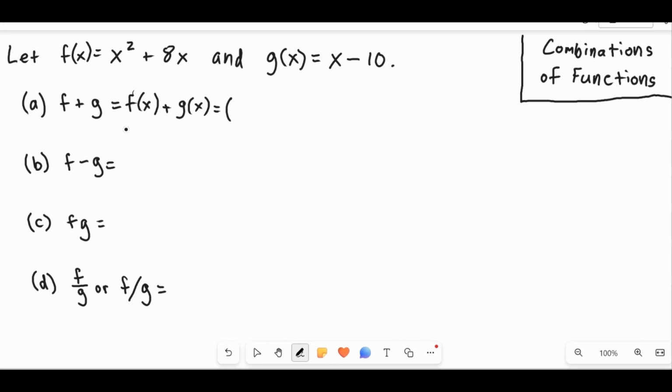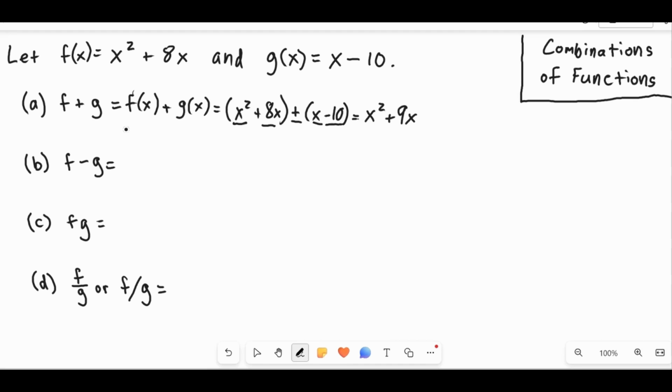So we'll take f of x here, which is x squared plus 8x, and then we'll add it to what g of x is, which is x minus 10. And basically all we're doing is combining like terms. So we'll take x squared. There are no like terms to x squared, so we'll just bring over x squared. Then we have 8x plus x, and 8x plus x is 9x, so this will become plus 9x. And then we've got this negative 10 here.